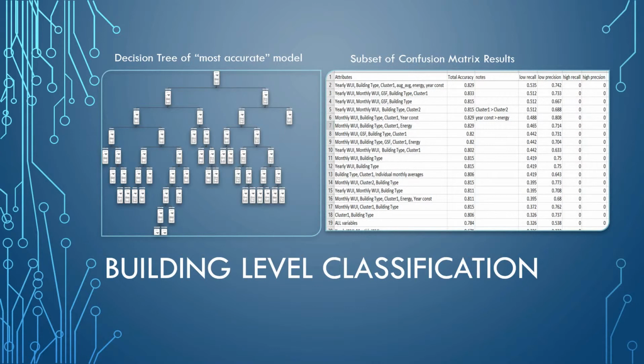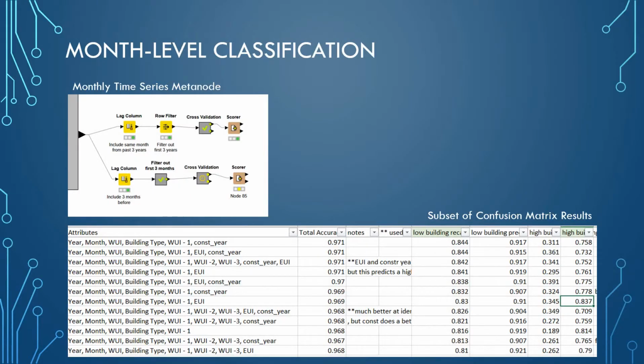Interestingly, though, an attribute that greatly improved the recall of identifying low-performing buildings was the building's WUI average for the month of August. Perhaps this is due to the changing population on campus at the start of the fall semester.